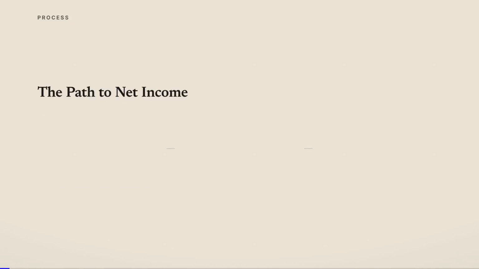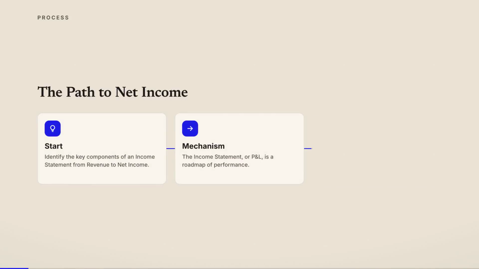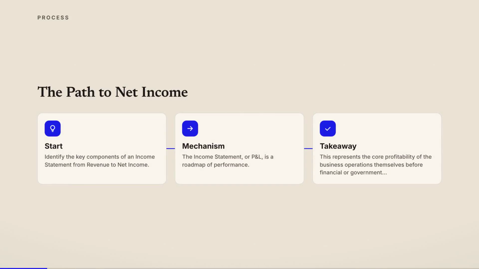The income statement, or P&L, is a roadmap of performance. It begins with revenue, the total money earned from selling goods or services, but making those goods isn't free. We first subtract the cost of goods sold, or COGS. COGS includes the direct costs of materials and the labor specifically needed to produce the product. Subtracting COGS from revenue gives us gross profit.